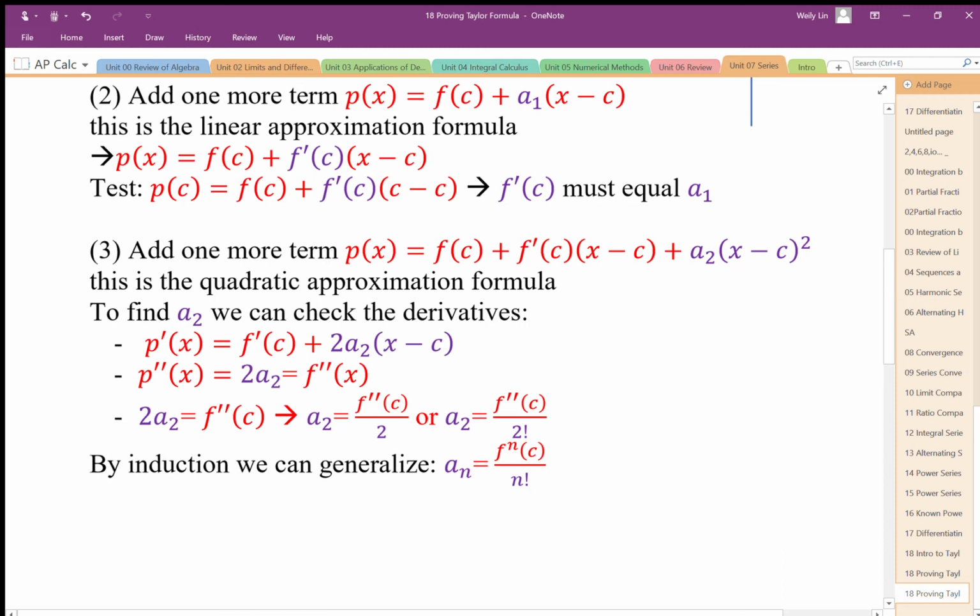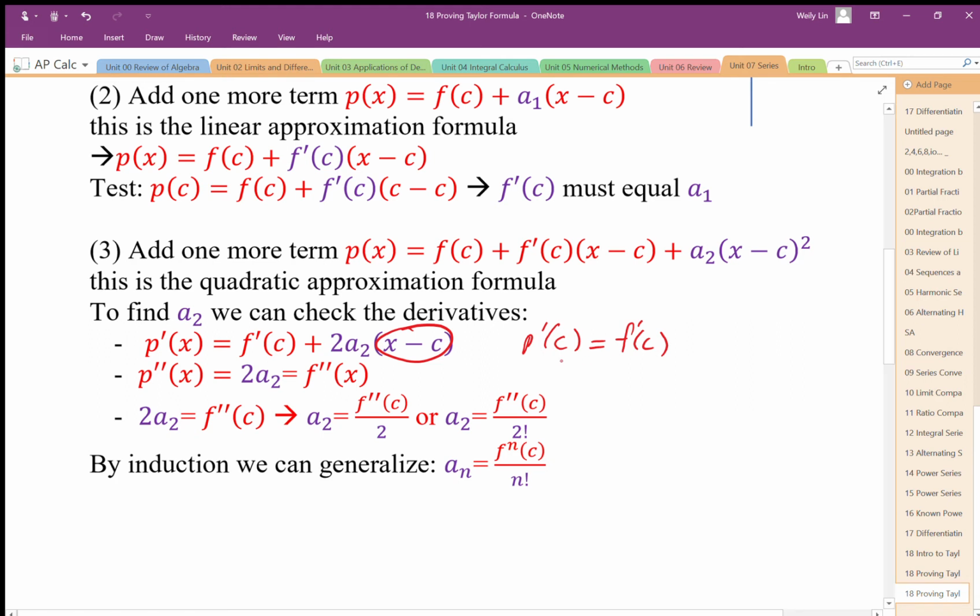And if I want to evaluate this, I can say, well, what is p prime at c? Well, if I plug in c into here, that's 0. This is going to be 0 here. c minus c is 0. So I get p prime is equal to f prime of c. Well, my p prime and f prime derivatives match at c. Yeah, that's correct. I have the right polynomial.